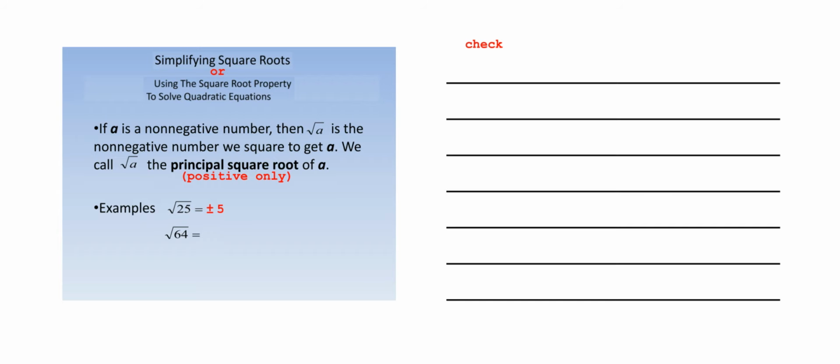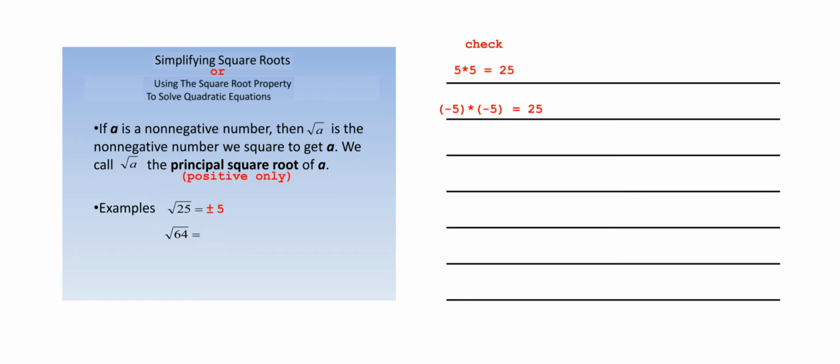So let's do a quick check. We can go 5 times 5 and get 25. Or negative 5 times negative 5 will give us also positive 25. Keep in mind, negative times a negative gives us a positive answer.